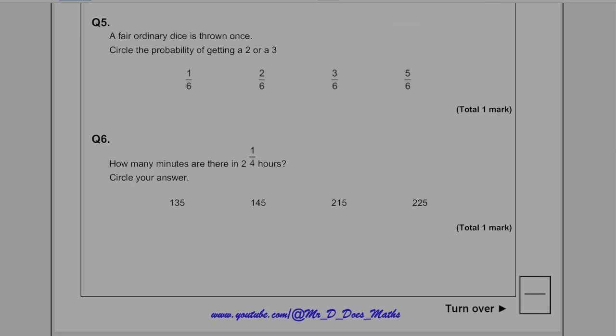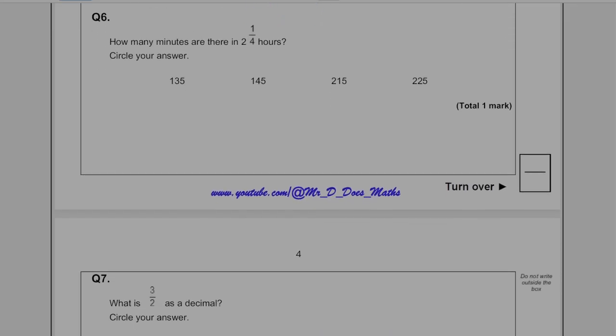Question 5. A fair ordinary dice is thrown once. Circle the probability of getting a 2 or a 3. There are 2 options out of 6, so we're going 2 over 6. Not over the moon about that, because that would be 1/3, which was what I was looking for initially. But 2 out of 6 is this equivalent.